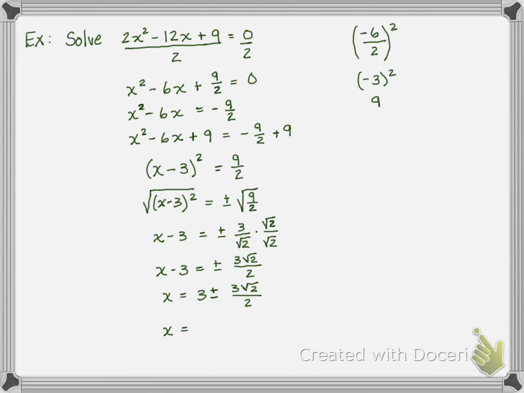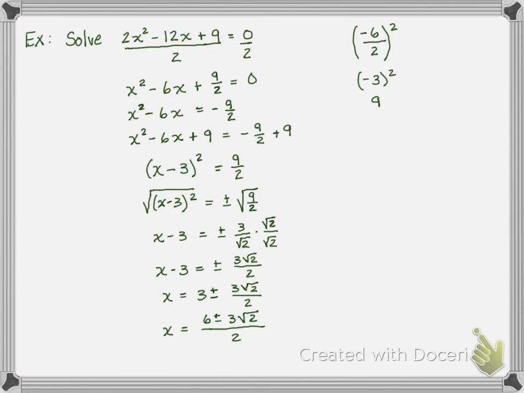And then 3, oh, what's up? Oh, you're furrowing. 3 over 1 is the same as 6 over 2. So this is 6 plus or minus 3 times the square root of 2 over 2. Why? 3 over 1 is the same as 6 over 2, right? So I just got common denominators.